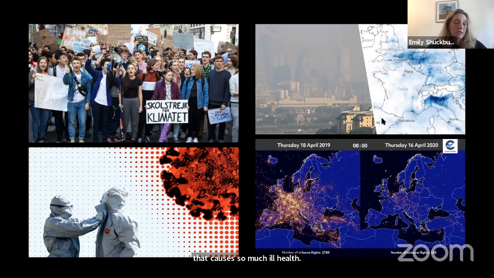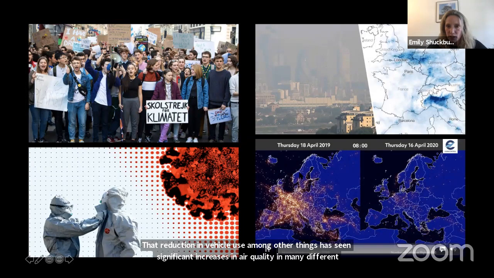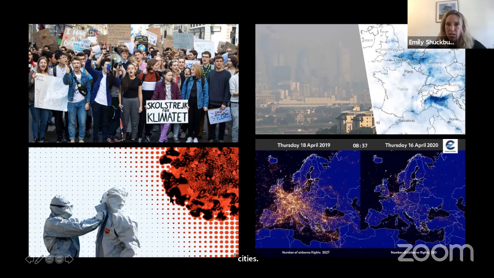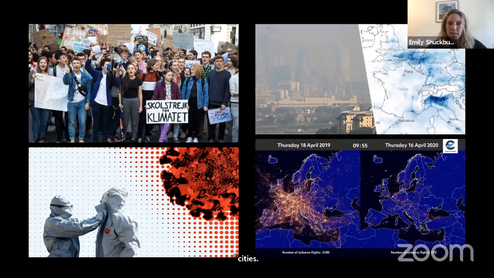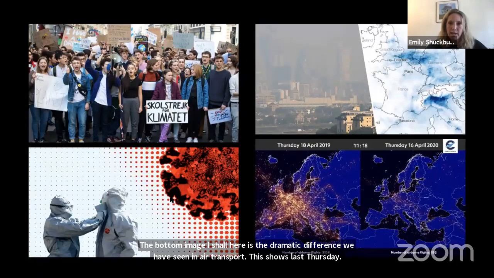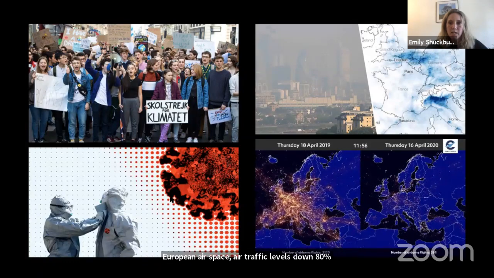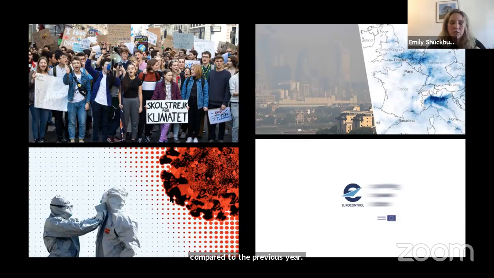That reduction in the vehicle use, among other things, has seen significant increases in air quality in many different cities. And the bottom image that I show here is the very dramatic difference that we've seen in air transport. This shows last Thursday, European airspace, air traffic levels down 87% compared to the previous year. It's going to be interesting to see whether or not the changes that we've seen over the last few weeks that we've been forced into are going to lead to longer changes in behaviour.